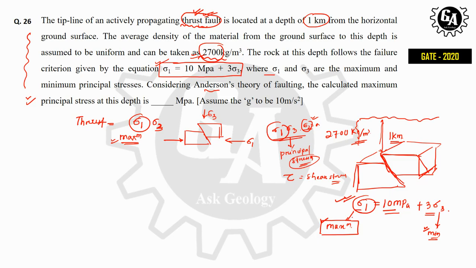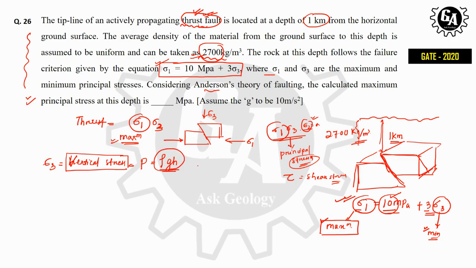That means sigma 1 we have to calculate, 10 MPa is given, 3 is given, and we have to calculate the sigma 3. What is this sigma 3? Sigma 3 is the vertical stress. Now this vertical stress is caused due to the overburden. Okay, so it is basically simple. The pressure P is equal to rho gh.